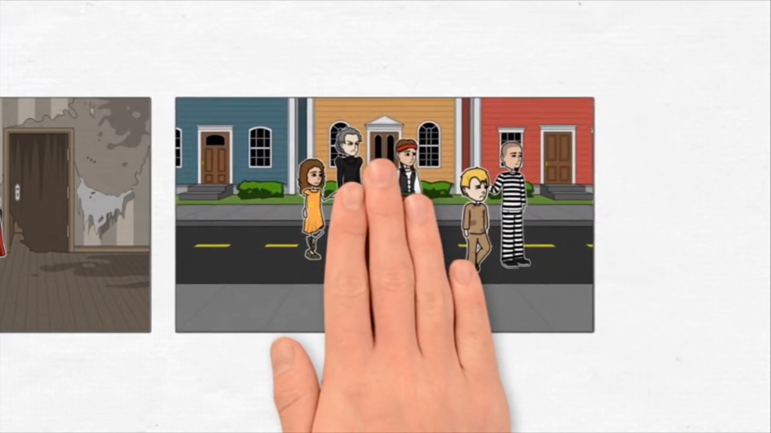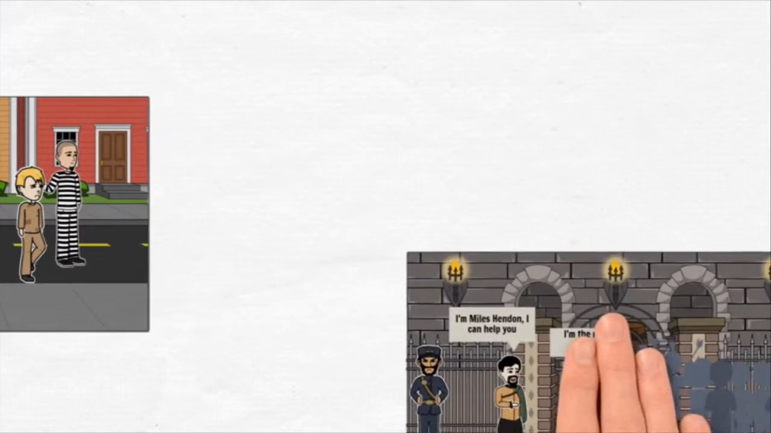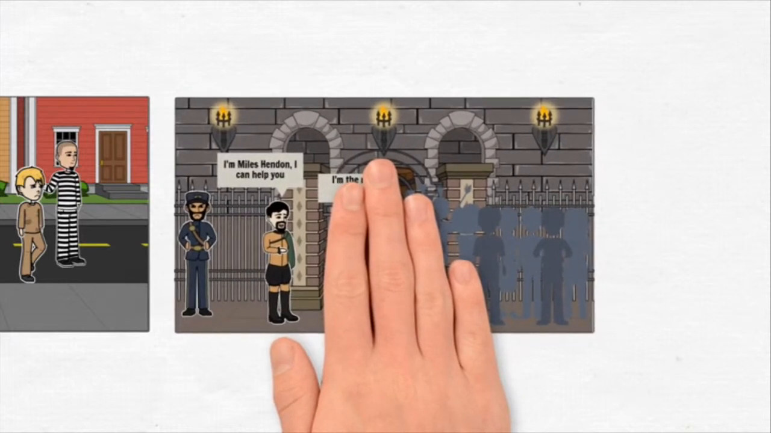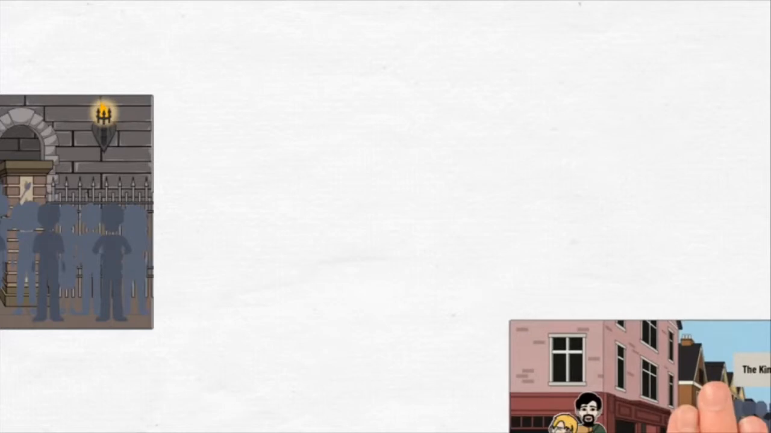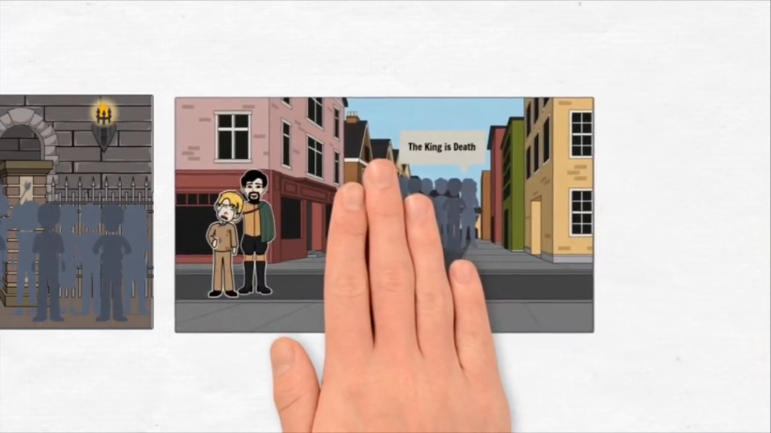When they are escaping, Edward runs away from John Canty and goes to the gates of Guildhall to try to explain that he is the real prince. But again the crowd mocks him. But this time a man called Miles Hendon helps him and takes him away from the danger.